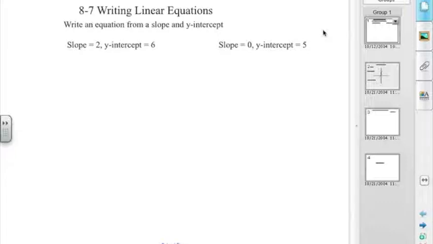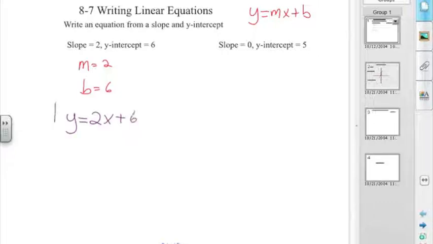So getting right to it, we have two examples to work on here. We have a slope of 2 and a y-intercept of 6. You'll remember that the slope-intercept form is y equals mx plus b. In our first example with a slope of 2, m is 2, and the y-intercept is 6, so b equals 6. We're simply going to take that information and substitute it in to the slope-intercept form. So we will have y equals 2x plus 6. That is the slope-intercept form of the equation that has a line with a slope 2 and a y-intercept of 6.